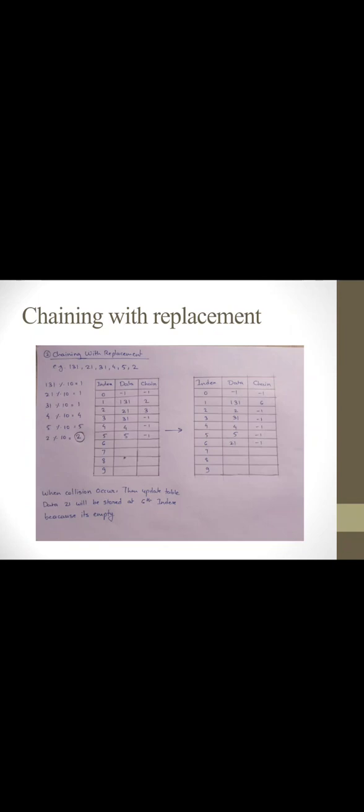Next, 5 mod 10 equals 5. So in the fifth location 5 is stored. Then 2 mod 10 equals 2. So it gives the second location where 2 is to be stored, but in the second position 21 is already stored, and 21's actual position is 1. So 21 is stored in the next free location and 2 is stored in its actual position, at 2. So whenever a collision occurs, update the table. In this example, the data 21 will be stored at the 6th index because it's empty. So this is chaining with replacement. Thank you.